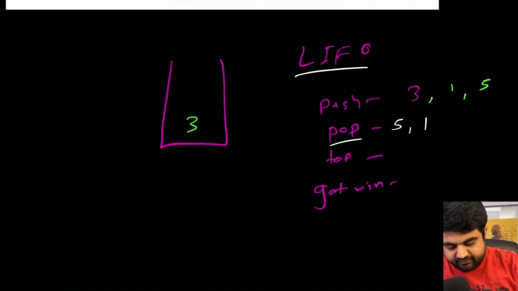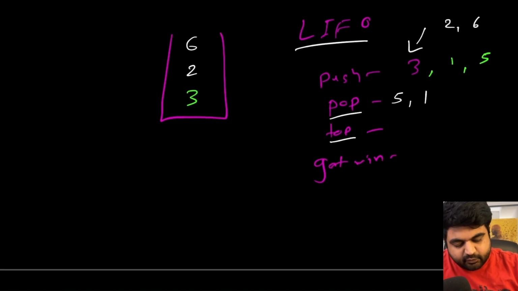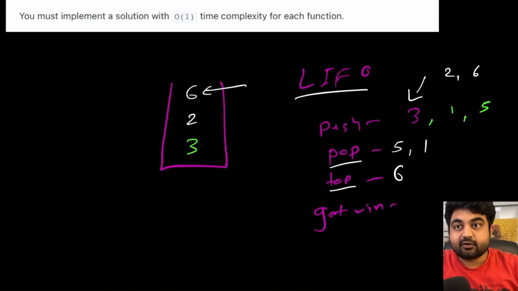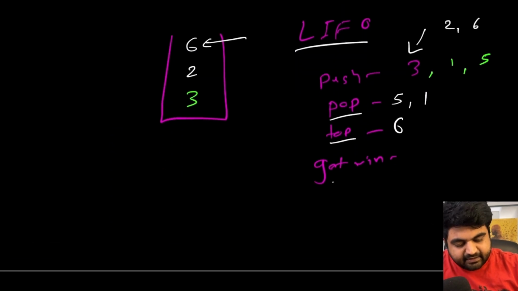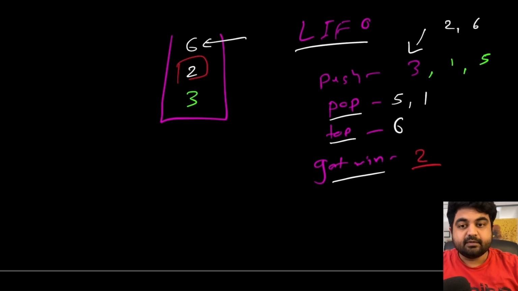After doing that, if we were to push 2 more elements, let's assume 2 and 6, so once again we will have elements 2 and 6. Then if we do the top operation, at this moment it should return 6 because that is the top element inside the stack. And if we do getMin, it should return 2 because this is the current minimum element inside the given stack. So these are all the operations that we need to do.